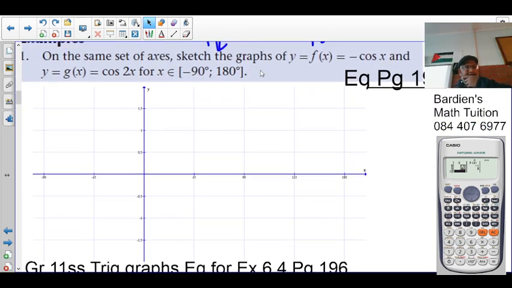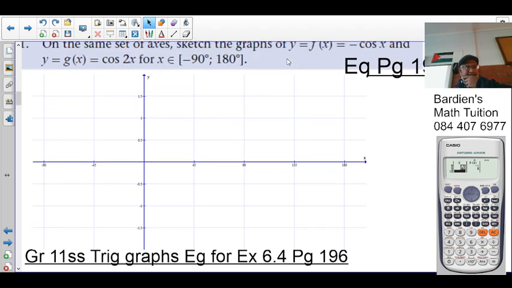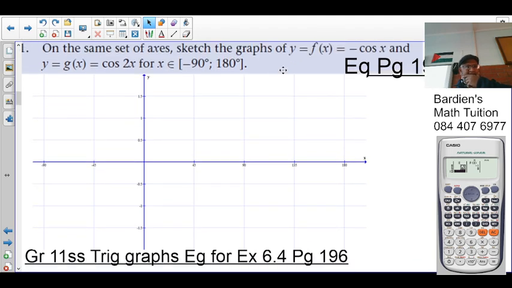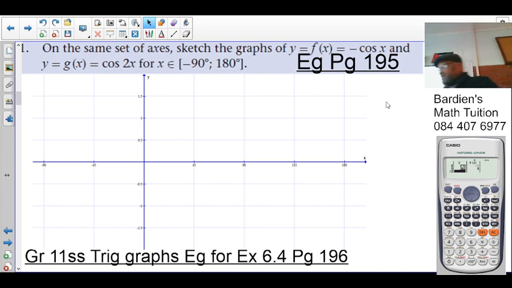So let's look at this example here. We're looking at the example on page 195. Okay, so we are told that on the same set of axes, sketch the graphs of y is equal to cos x, y is equal to f of x, which is the negative cos x, and g of x is equal to cos 2x, for x is an element of negative 90, 180. So let's program our calculators together.